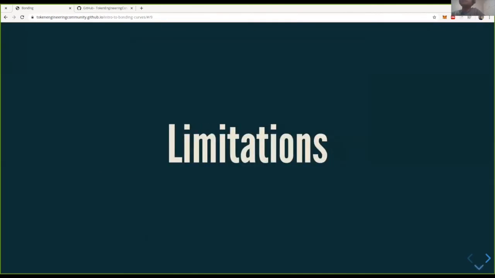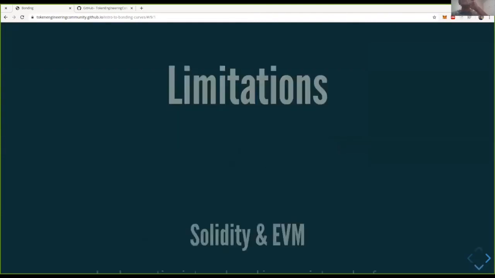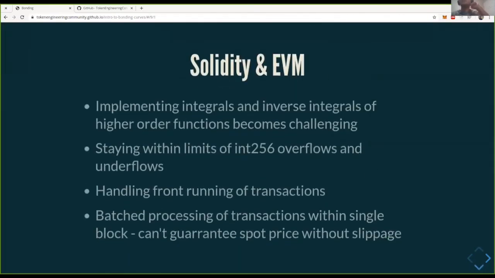So what are some of the limitations when designing bonding curves? Specifically, it comes around because of Solidity and the Ethereum Virtual Machine. Some of the mathematics becomes a bit more complex to implement. You get overflows and underflows, you get front running, you get batch processing of transactions to try and avoid slippage.